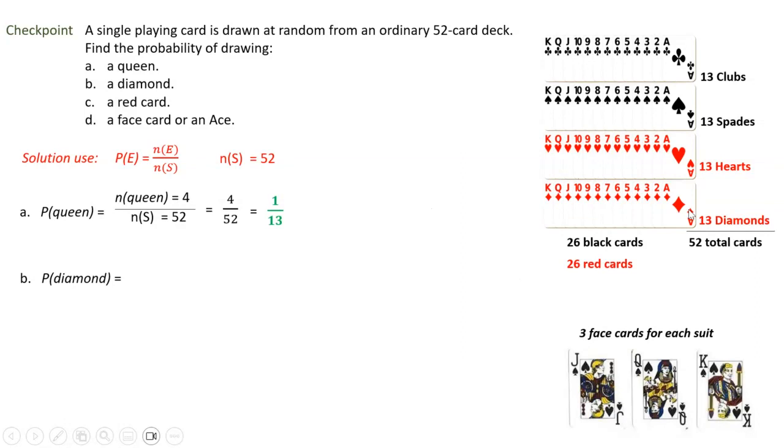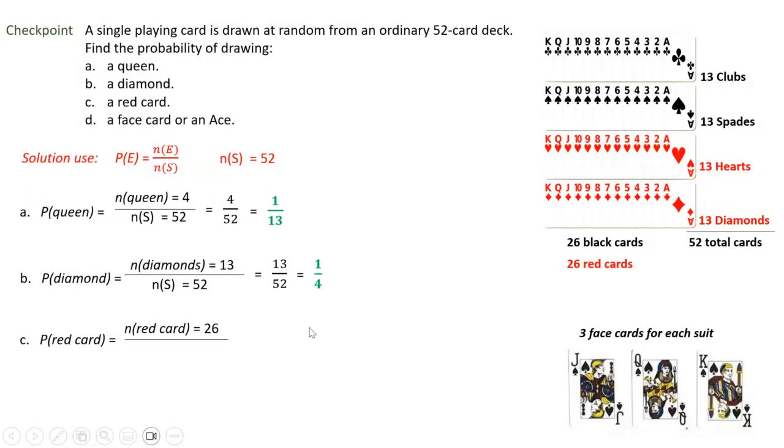A diamond. How many diamonds are there? There's 13 diamonds because there's 13 cards of each suit. 13 over 52, that's my sample space, will give us 1/4. A red card, right? There's 26 black cards and 26 red cards, so there's 26. 26 over 52 will give us 1/2.